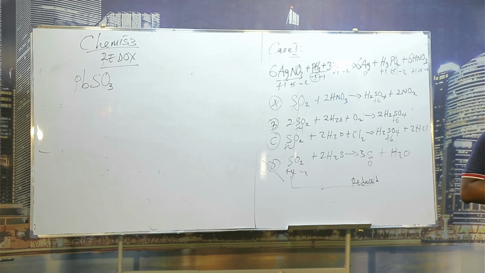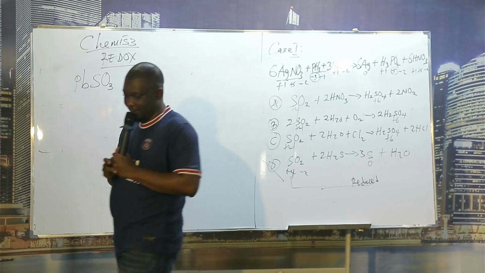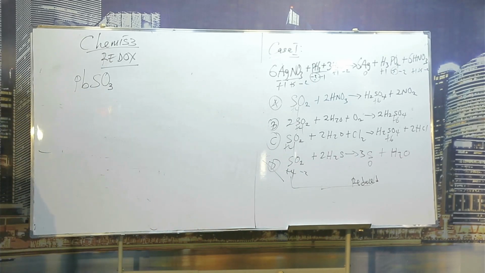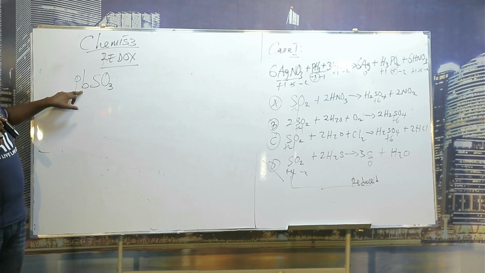To which group does lead belong periodically? Lead is in group 4. Lead is in the same group with carbon, silicon, germanium, tin, and then lead. All the elements in that group show 2 standard states of oxidation, which are plus 2 and plus 4. But as far as this question is concerned, the oxidation state of lead here is what? 2. But before you know 4, lead is plus 2.